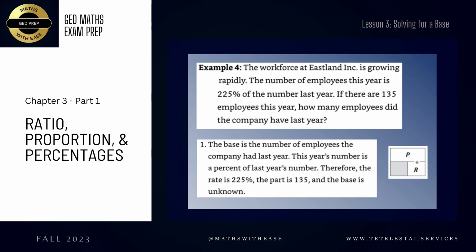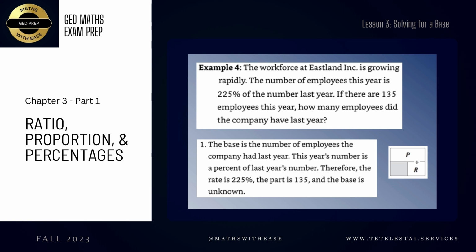So, the workforce at Eastland Inc. is growing very rapidly, and the number of employees this year is 225% of the number last year. If there are 135 employees this year, how many employees did the company have last year? Here, we already see that we have a percentage that's greater than 100.